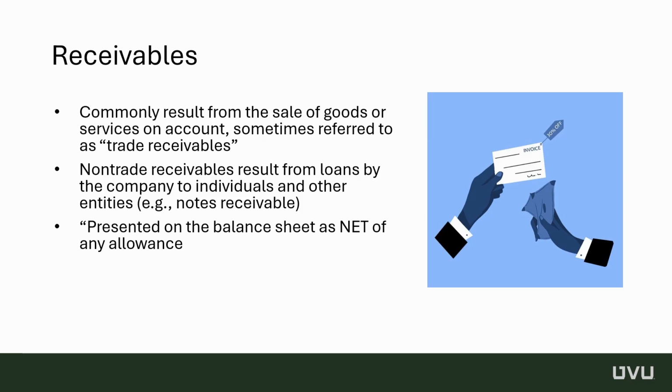And one last but very important detail. Receivables are presented on the balance sheet net of any relevant allowance. That means the company has to estimate how much of that receivable balance probably won't be collected, and it's important to reduce the reported amount accordingly so the number shown reflects what the company actually expects to collect.